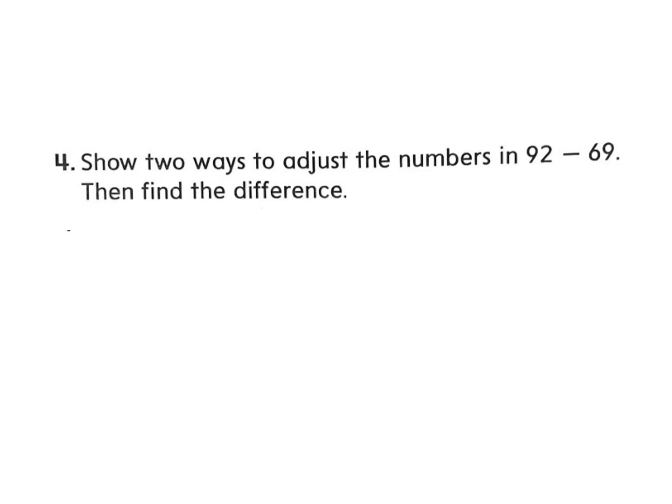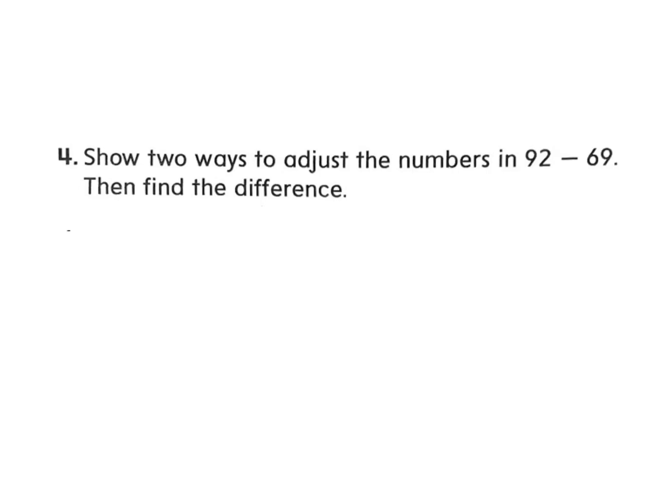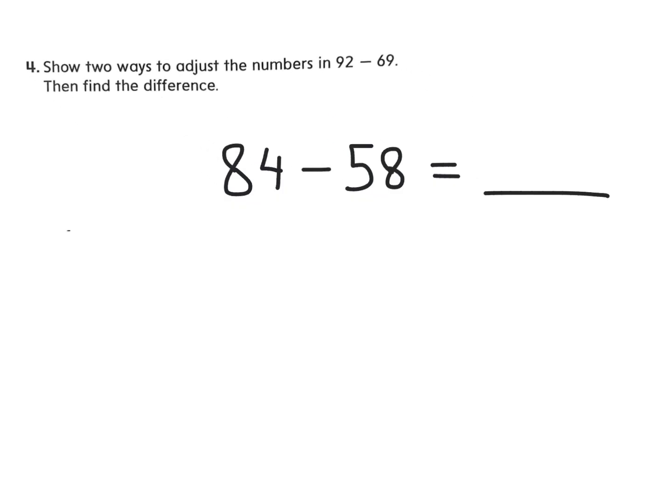The problems in this lesson ask students to adjust the numbers, sometimes in 2 different ways. So here's one of the problems. Show 2 ways to adjust the numbers in 92 minus 69, then find the difference. So again, I'm going to put this up here, and I made up a similar problem with different numbers. 84 minus 58.